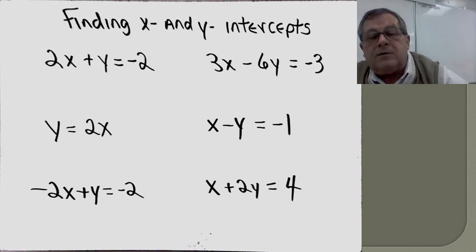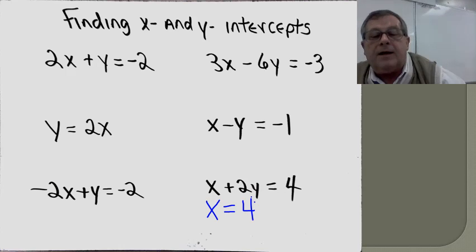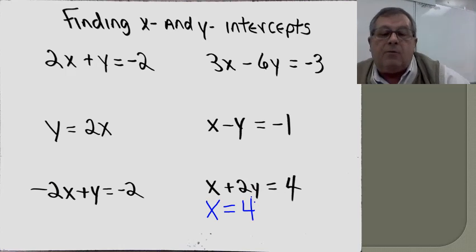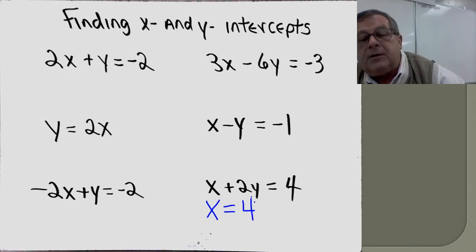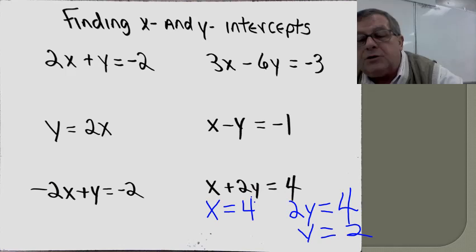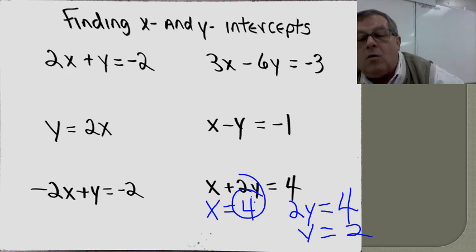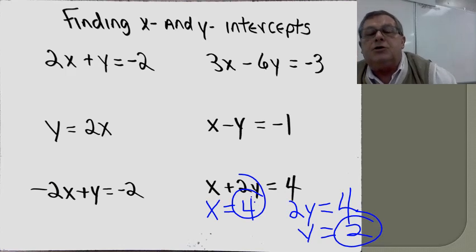And then lastly, let's hit this last one here. I want the x-intercept first. I'm going to set y equal to 0. So 2 times 0 is just 0, and I'm left with x is equal to 4. That's the x-intercept of that equation. And if I want to find the y-intercept, I put x equal to 0. Well, then that's going to initially leave me with just 2y equals 4. I divide both sides by 2, and I end up with y is equal to 2. And so the x-intercept in this equation is 4, and the y-intercept is 2.